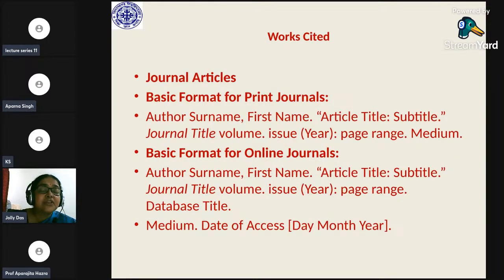Now for journals. For the journal articles, the basic format for print journals is like this. The surname of the author, the first name, the article title, and if it has a subtitle, then the subtitle. But now it will be within double inverted commas, and there will be a full stop before the close inverted commas are put. After that, you have the title of the journal, its volume, its issue number with year in brackets. Put a colon and the range of all the pages which contain that article, and then the medium, that is print. If it is online, then you have to put the URL, that is the database title, and in your list of works cited, you will have to mention the date of access, that is the day, the month, and the year on which you have accessed that URL.